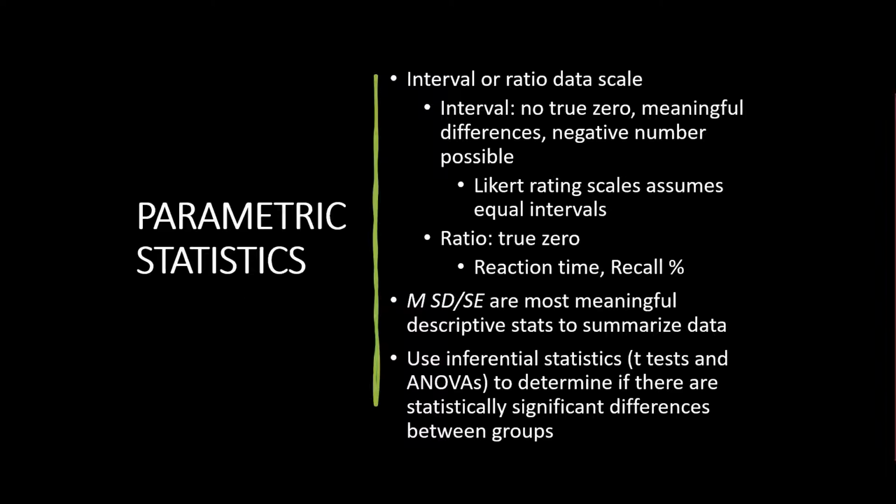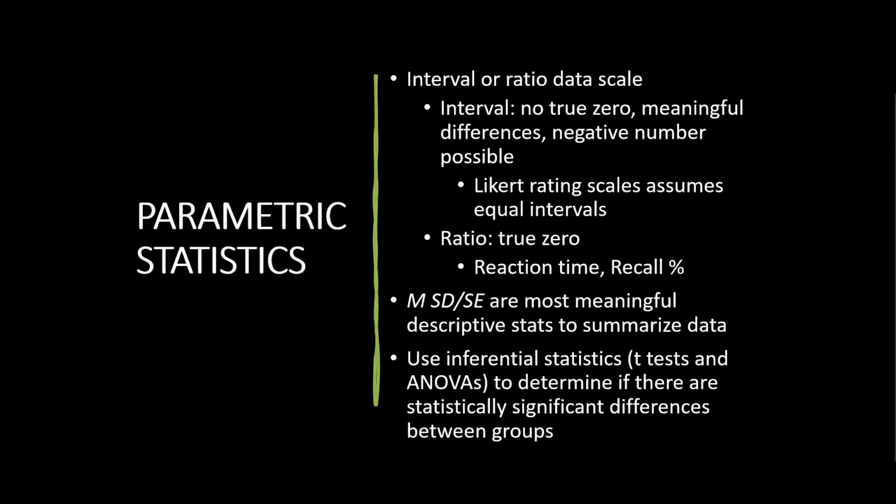When we're using an interval ratio scale, we're using parametric statistics. Okay, so as you can see here, interval scale is when you have no true zero. You do have meaningful differences between the numbers. So Likert scale is an example of that. We assume that there's equal intervals between strongly agree, neutral, and so forth.